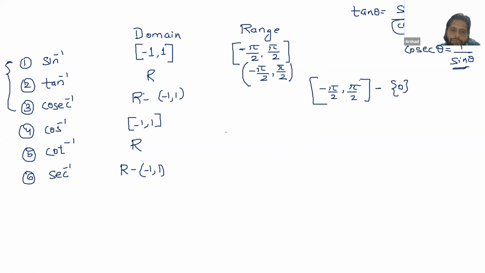Just give me a minute. So for cos inverse, remember the range. This is 0 to pi. Again for cot inverse, write 0 to pi. Okay, who can tell me?